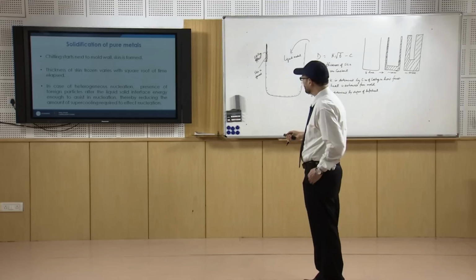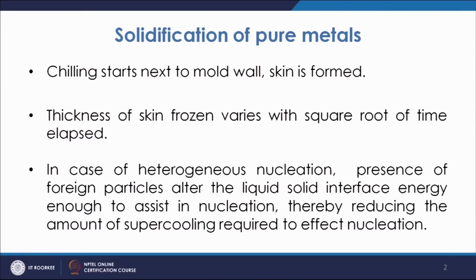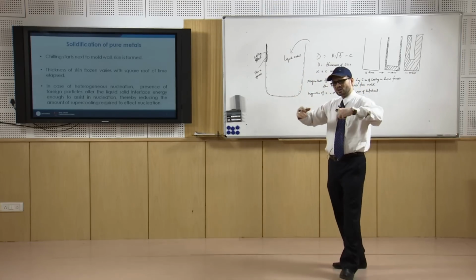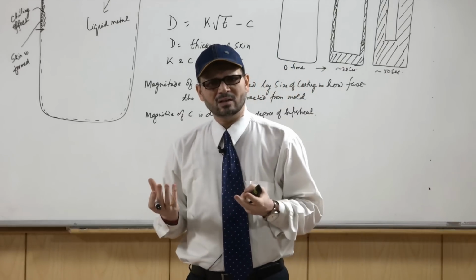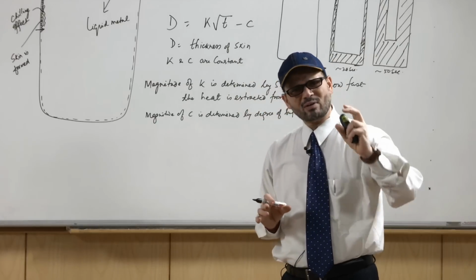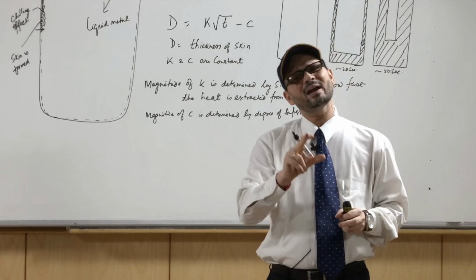Now, in case of heterogeneous nucleation, the presence of foreign particles alters the liquid-solid interfacial energy enough to assist in nucleation, thereby reducing the amount of supercooling. The only difference is that due to the presence of certain foreign particles, the free energy requirement changes, and nucleation is more favored at preferred sites. So, the degree of undercooling required in case of homogeneous nucleation is not required in case of heterogeneous nucleation.